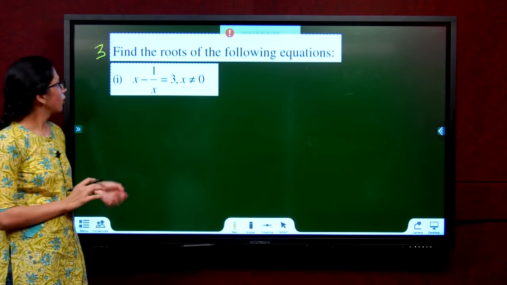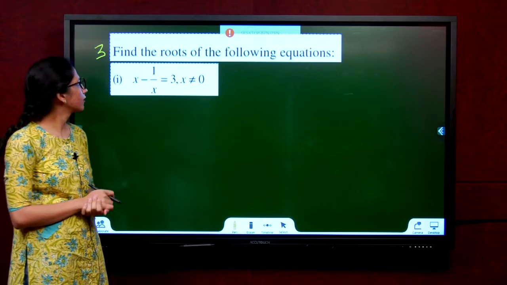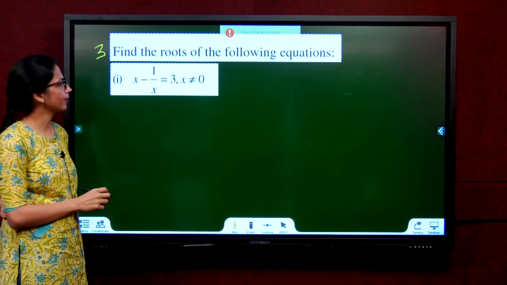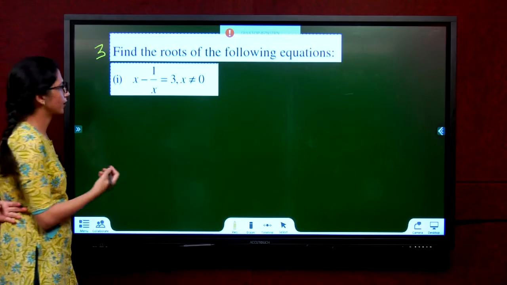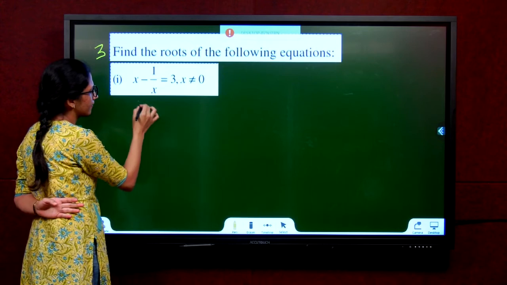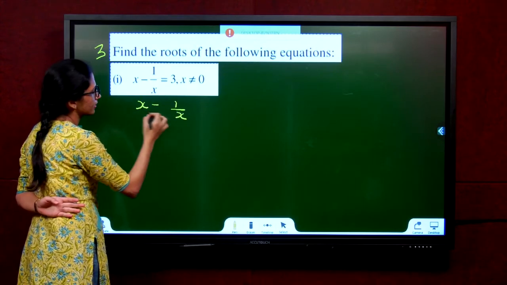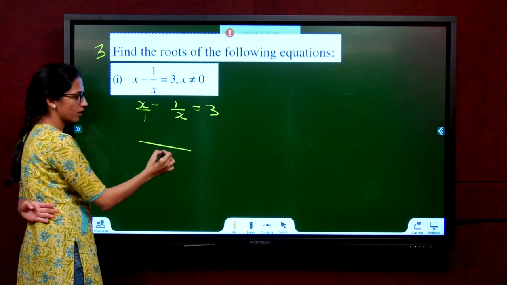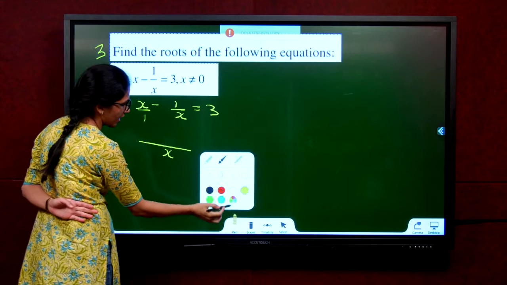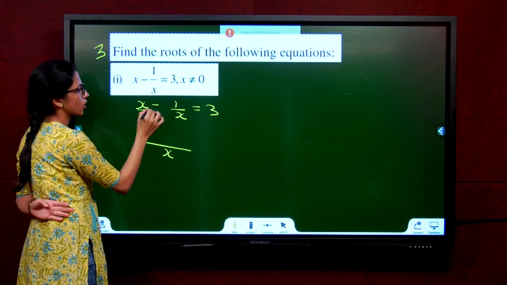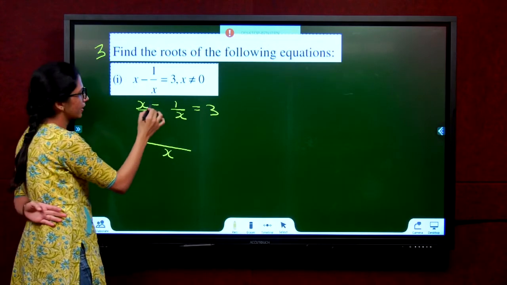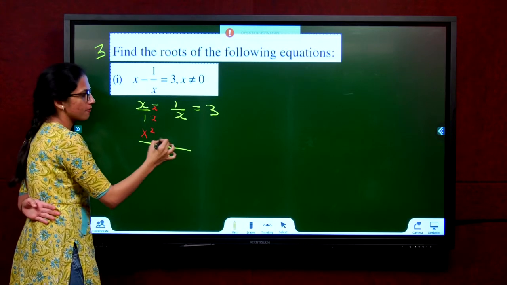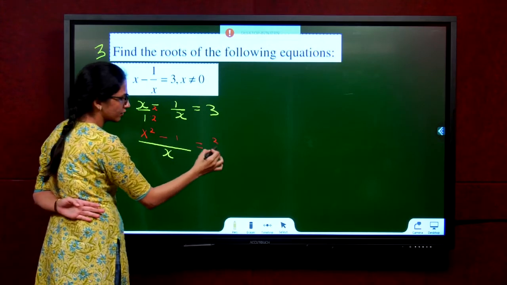Next question. Exercise 4.3, third one under that first sub question. x minus 1 by x is equal to 3. You have to find the roots of the following. So, taking the LCM, this is x minus 1 by x, and there's nothing here, so I can say 1 is equal to 3. What will be the LCM of 1 and x? x itself. I want x over here, so I am supposed to multiply and divide it with x. So this becomes x square minus 1 is equal to 3.